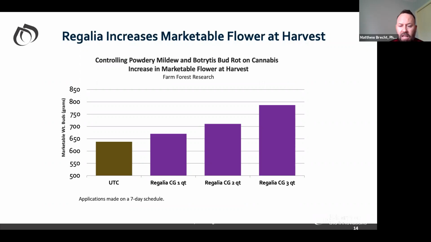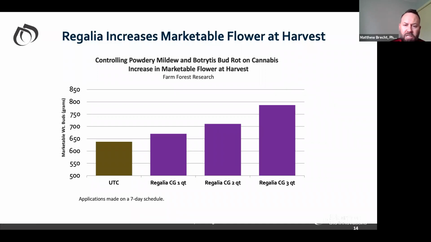At the end, if you see Regalia CG at 3 quarts, the biggest bar there, you're almost up to 800 grams. So again, an extra 200 grams is pretty darn good for 3 applications of 3 quarts per acre of our Regalia product.